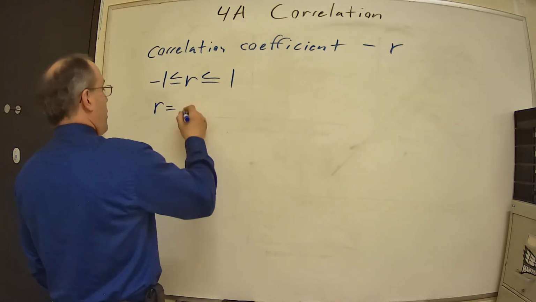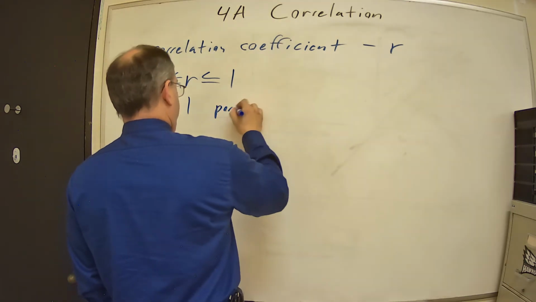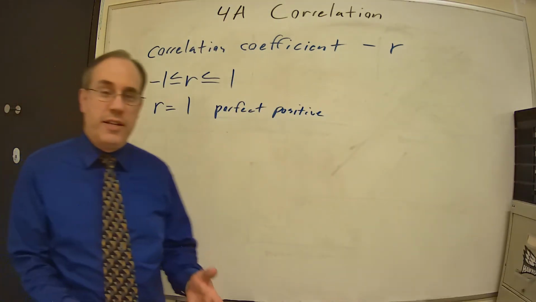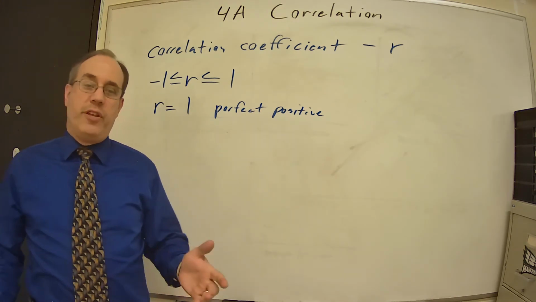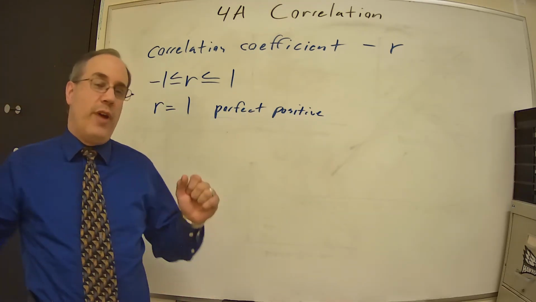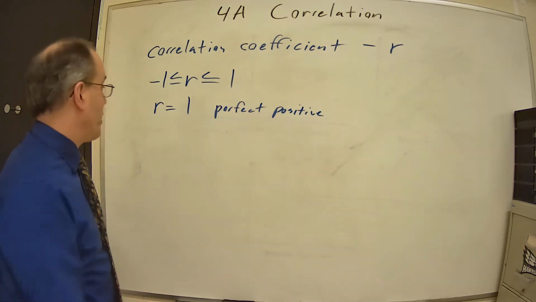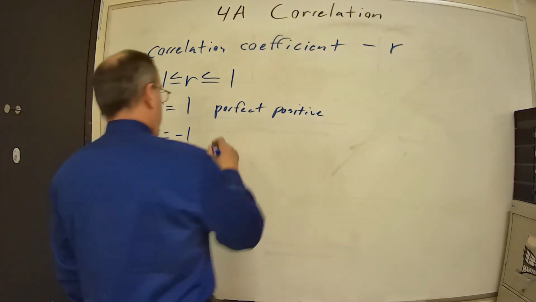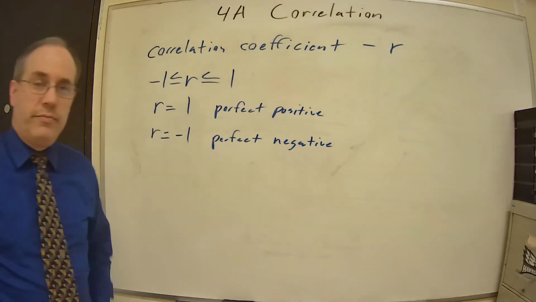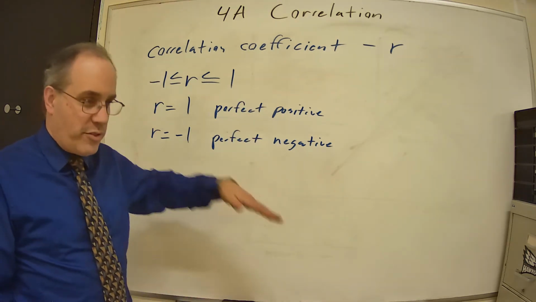When R is equal to 1, you have a perfect positive correlation, which means that if you were to create a scatter plot for the data, you could draw a line through all of the data points. A straight line would go through every single data point. That's a perfect positive correlation. And it would, of course, have a positive slope. It would be going up. When R is equal to -1, you have a perfect negative correlation. So again, you could draw a line straight through all the data points, but that line would slope down.